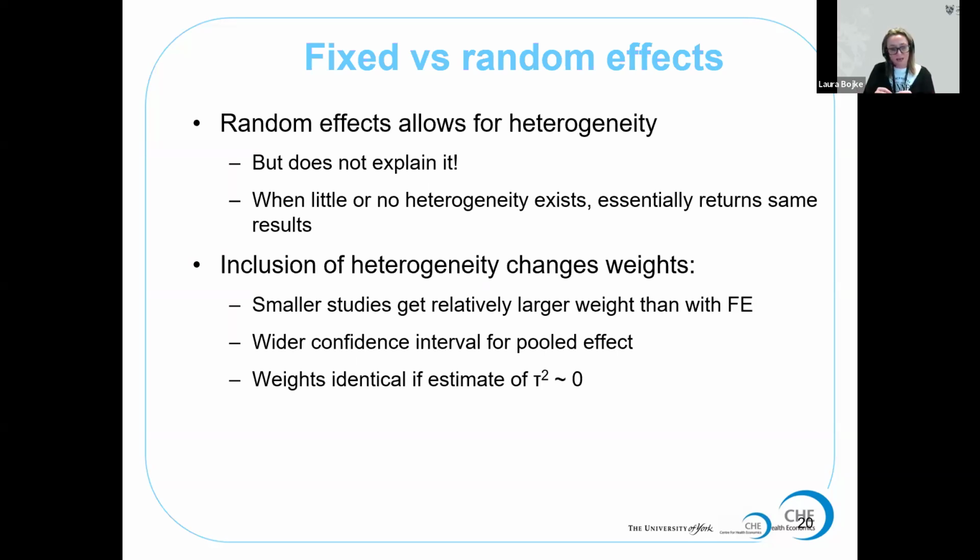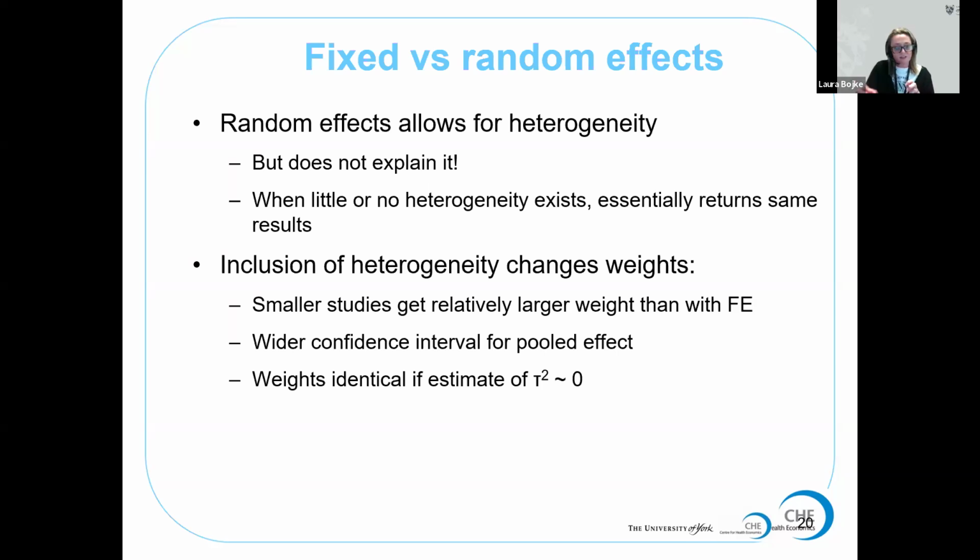In terms of what we get back from the random effects, as I said, you saw a much flatter diamond at the bottom of the forest plots, and that's the case because the inclusion of that heterogeneity changes the weights. As I said, we integrate that tau squared parameter, so we tend to get much wider confidence intervals for the pooled effects. Smaller studies get relatively larger weights compared to the fixed effects.